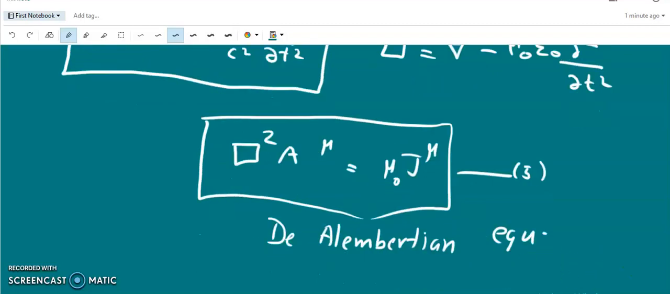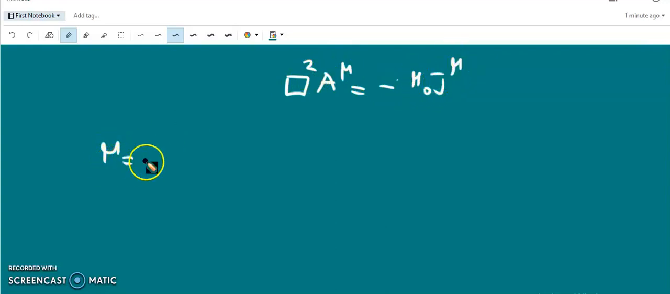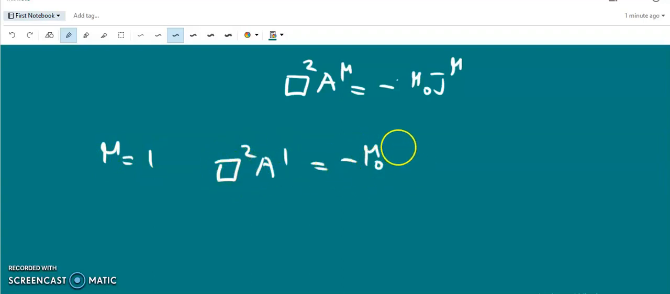Alembertian equation. Okay, ഇതിന്റെ physical significance നമുക്ക് നോക്കാം. നമുക്കറിയാം this is the Alembertian equation. Del square A^μ is equal to minus μ0 J^μ. പിന്നെ മ്യൂവിന് ഓരോ വാല്യൂ കൊടുക്കാം. μ equal to 1, we get del square A1 equal to minus μ0 J1. Del square A1 നമുക്കറിയാം, del square ഏതാണ് ഓപ്പറേറ്റർ എന്നറിയാം.